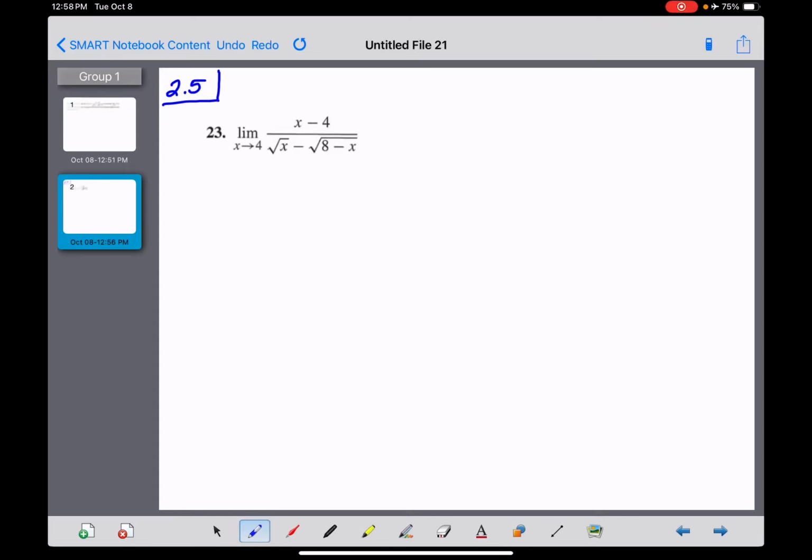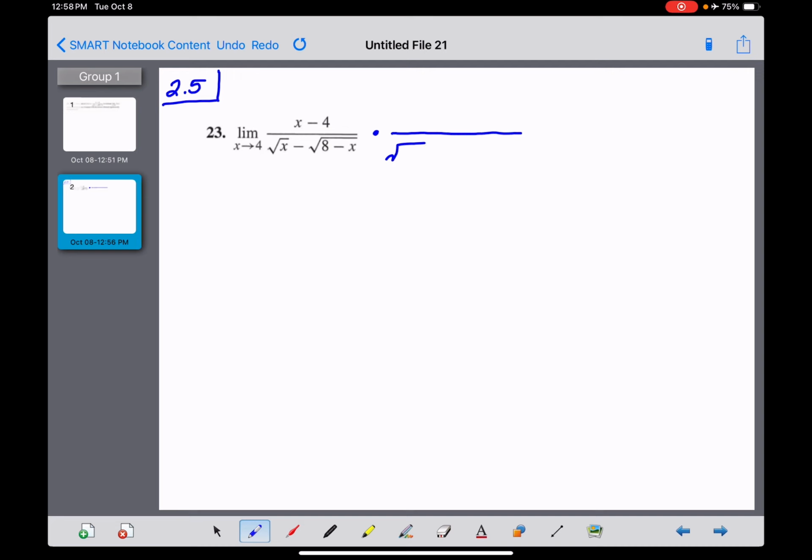All right, 2.5 number 23 is asking us to find this limit right here. And what I'm hoping you guys recognized when you saw this problem is that we've got a binomial on both sides of the fraction here, one on the top and one on the bottom, but the one on the bottom contains radicals. And so that's kind of our clue that we might try the trick, as we discussed in a few problems in class in our notes, of multiplying by the conjugate of the binomial that has radicals in it. So I'm going to give that a shot here and see what happens.